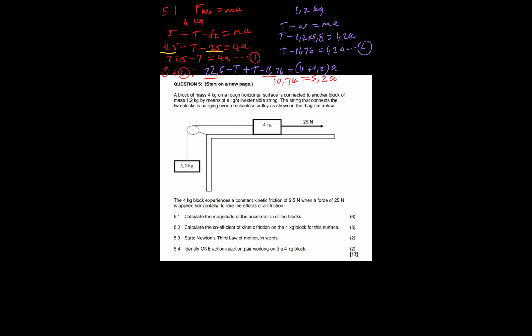10.74, ne? Yes. And we're going to divide by 5.2, ne? Our a is equal to 10.74 divided by 5.2. The answer is 2.07 meters per second squared. That is the acceleration.